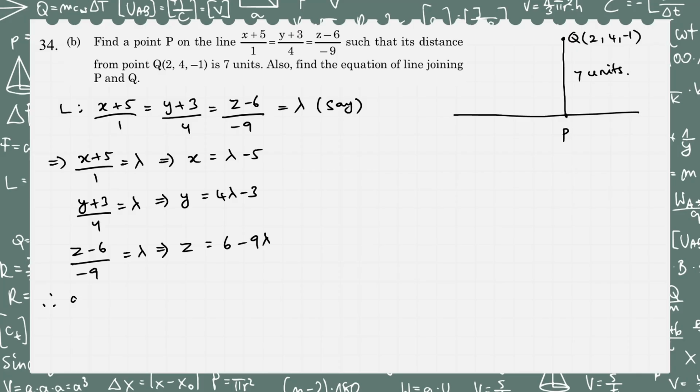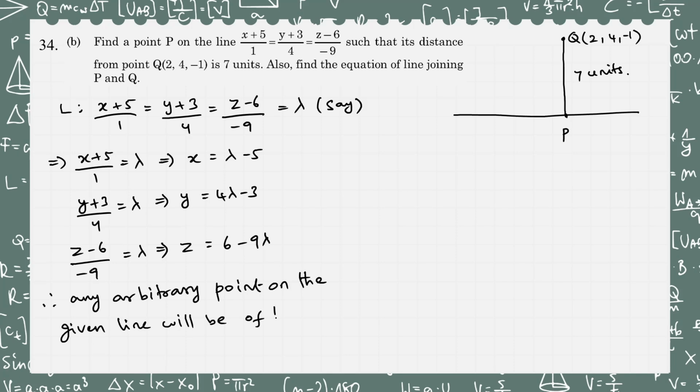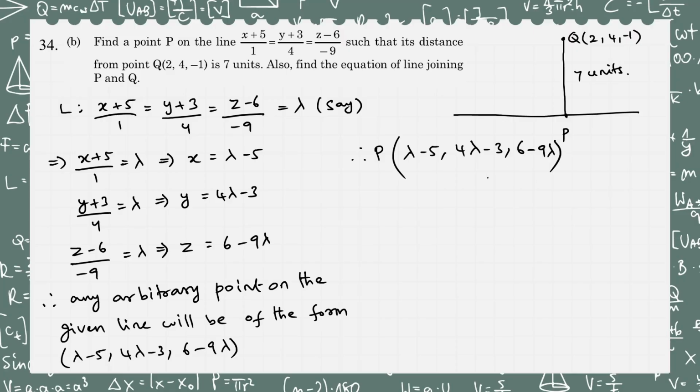So any arbitrary point on the given line will be of the form (x, y, z), correct? (lambda - 5, 4 lambda - 3, 6 - 9 lambda). Therefore, P is also of the same form, (lambda - 5, 4 lambda - 3, 6 - 9 lambda). Now we know P's value, and the next hint given is distance between P and Q is 7 units.